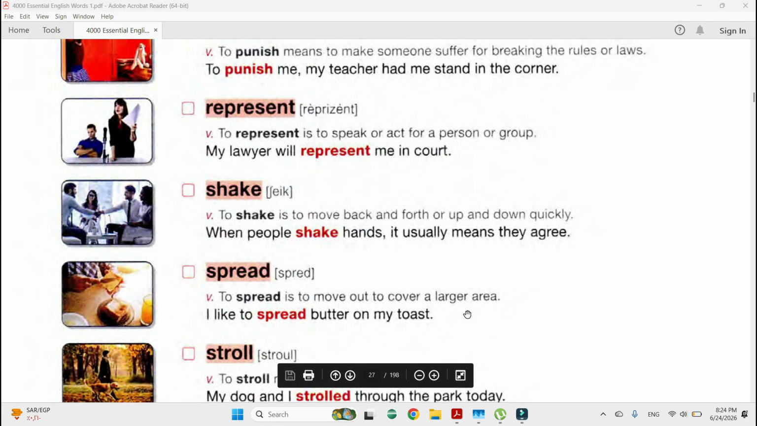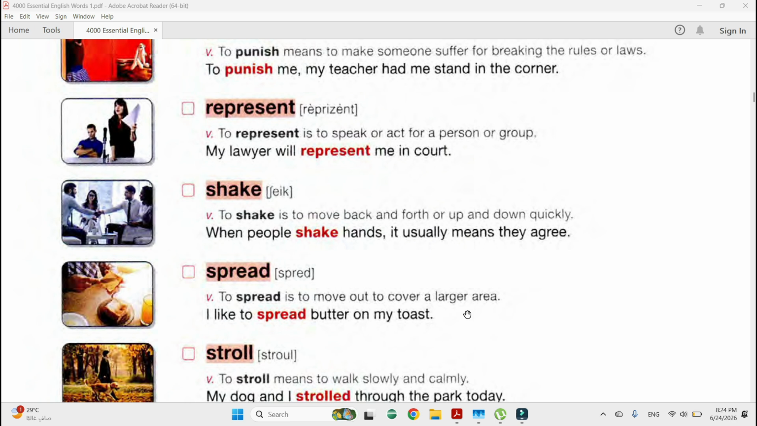Represent. To represent is to speak or act for a person or a group. My lawyer will represent me in court.